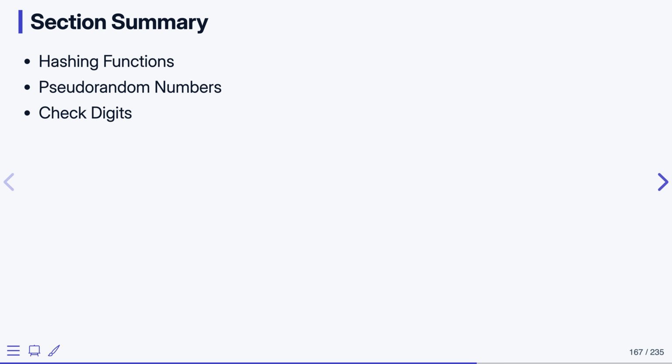This is our plan for this section. 3 topics, and all 3 use the mod function. Hashing functions help us store and find records quickly. Pseudorandom numbers let a computer act as if it is rolling dice. And check digits let us spot mistakes in strings of digits, like product bar codes and book numbers.